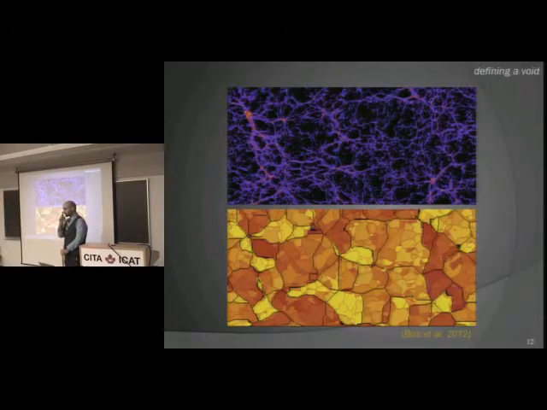You can also define voids by, say, the velocity flows. You can look at the way that tracers are moving. Voids are defined by outflows of particles. This is hard in, say, a redshift survey. This is a very easy algorithm to implement in a redshift survey.